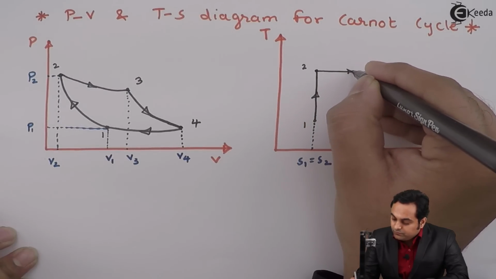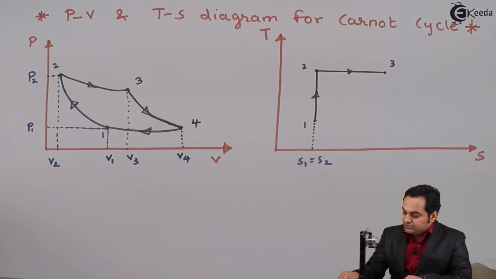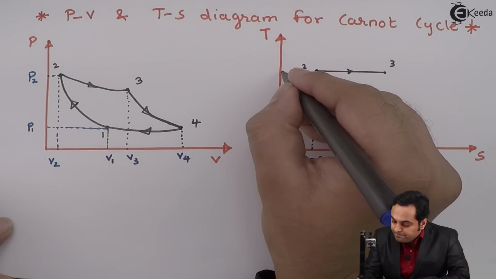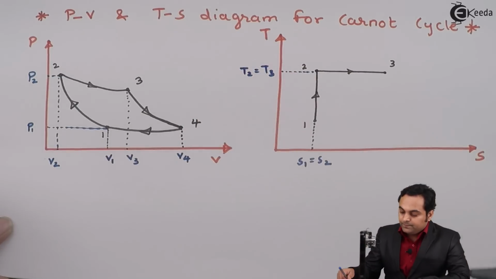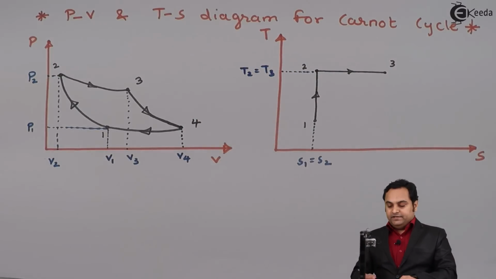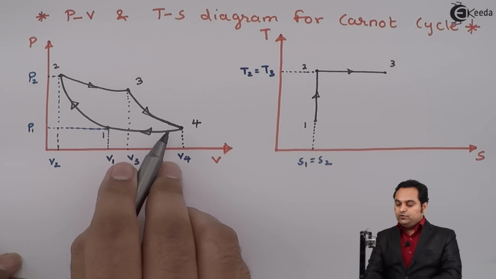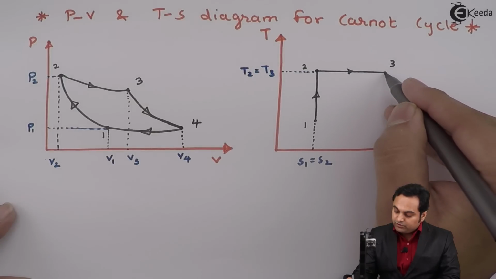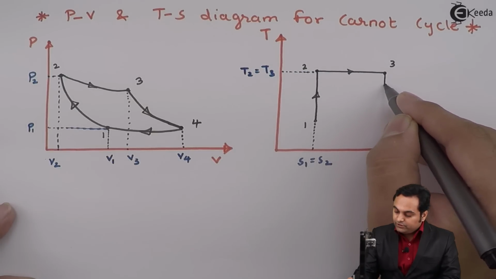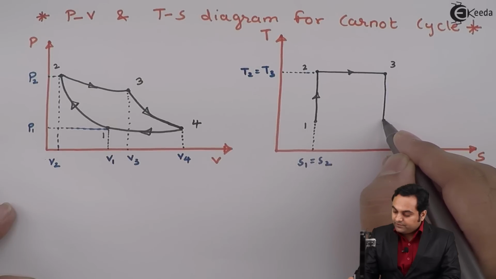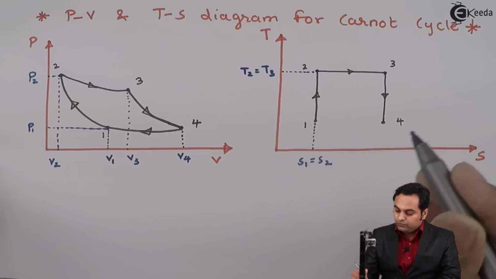So here 2 to 3, I am drawing a horizontal line which indicates constant temperature, that is T2 is equal to T3, isothermal heat addition. Then there is isentropic expansion from 3 to 4. Again the entropy will remain constant, and since it is expansion, temperature should drop. So here the temperature is dropping from point 3 to 4.